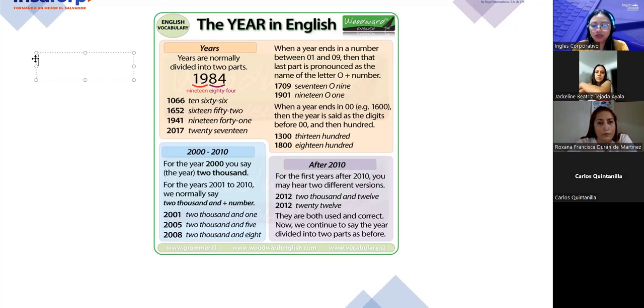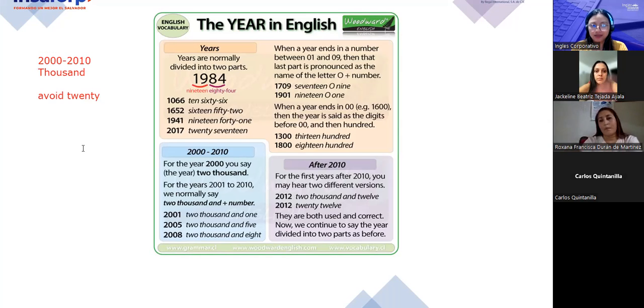So, coming from this year, 2000, up to 2010, we are going to use the expression thousand. Evitemos decir 20 más los dos dígitos. Esa sería la excepción. Con el resto de años, no importa cuál sea, los leemos en dos dígitos. And that's it. ¿Qué otras información tenemos? Esa ya la sabemos, ¿verdad?